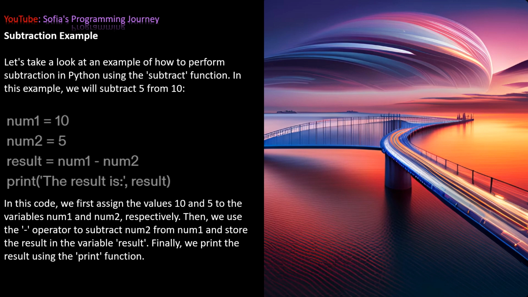Let's take a look at an example of how to perform subtraction in Python using the subtract function. In this example, we will subtract 5 from 10. In this code, we first assign the values 10 and 5 to the variables num1 and num2, respectively. Then, we use the dash operator to subtract num2 from num1 and store the result in the variable result. Finally, we print the result using the print function.